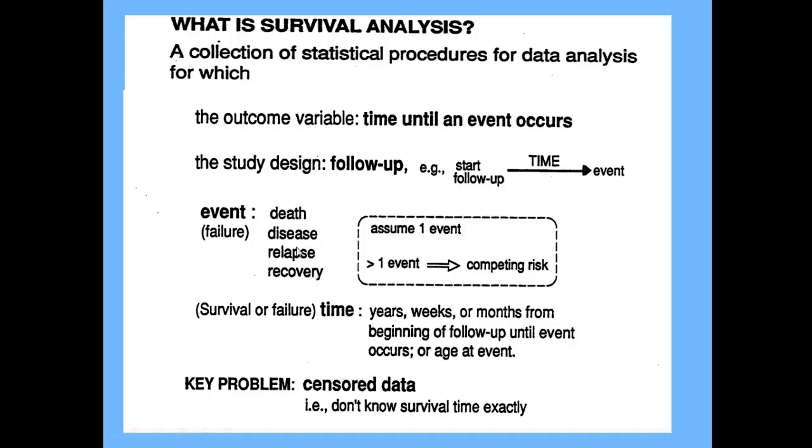Now, what about the variable time, the time until an event? What are the units of time? Well, they could be whatever units make sense, given what you're studying, the illness you're studying, or how long you're following people. Could be years, weeks, days, whatever it is, or it could even be the age at the event. How old were they when they died? Were they 60? Were they 65? That's a time variable, right? So it even could be age at the event.